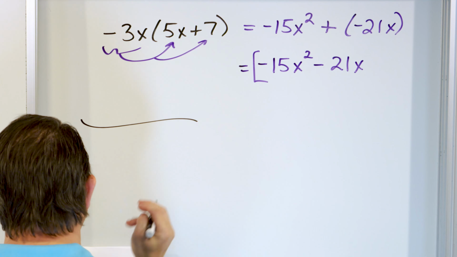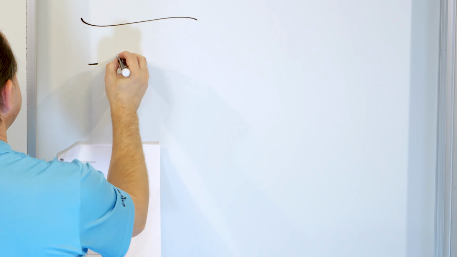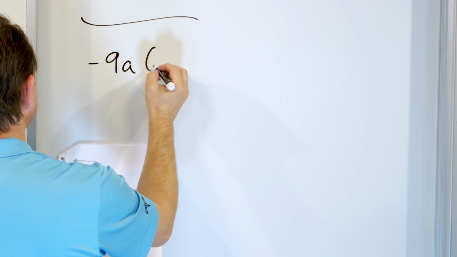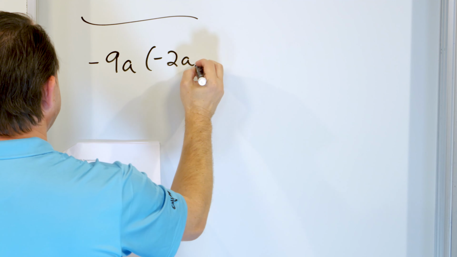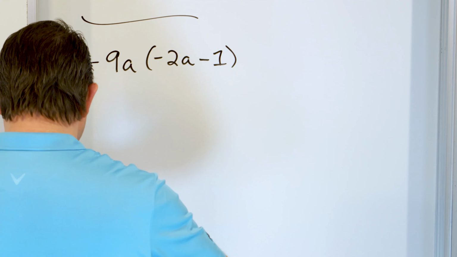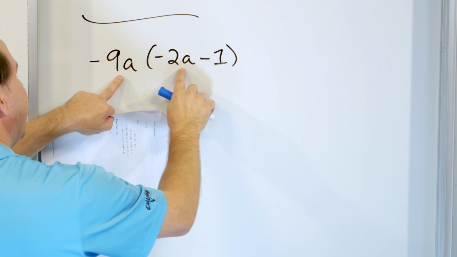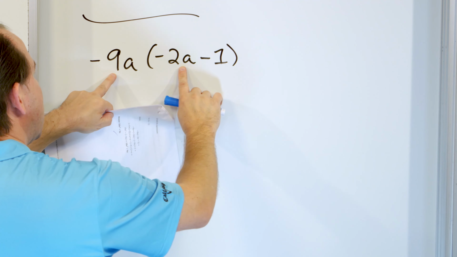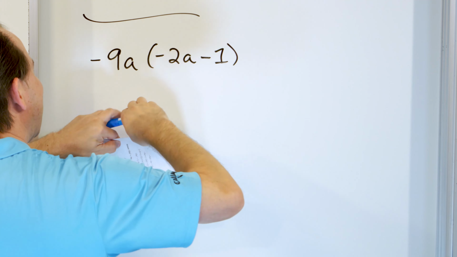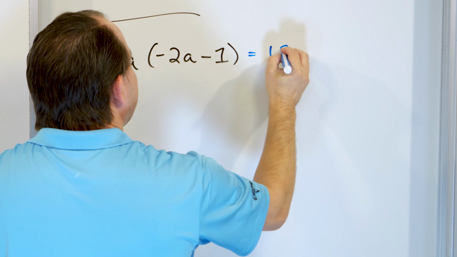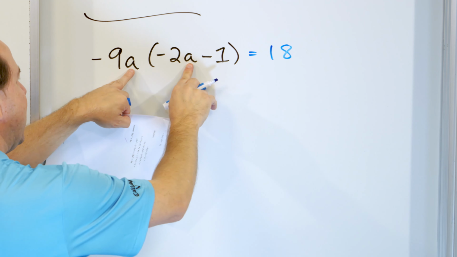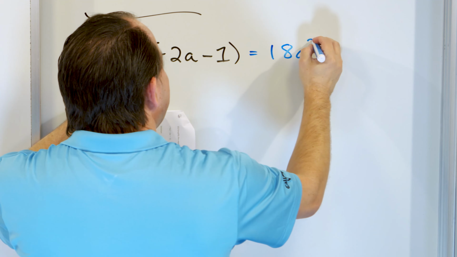All right, let's take a look at our next problem. What about negative 9a multiplied on the inside by negative 2a minus 1? All right, what do we think we're going to do? We're going to multiply in. We have a negative 9a times this term, but it's negative 9 times negative 2. That's a positive 18. So this is going to be positive 18, and then the a times a, we're going to add those exponents for a squared.